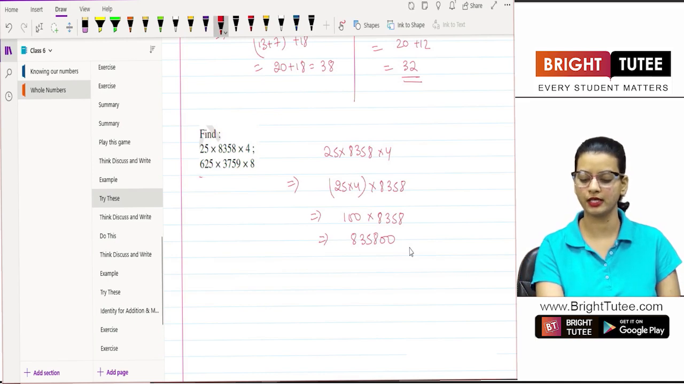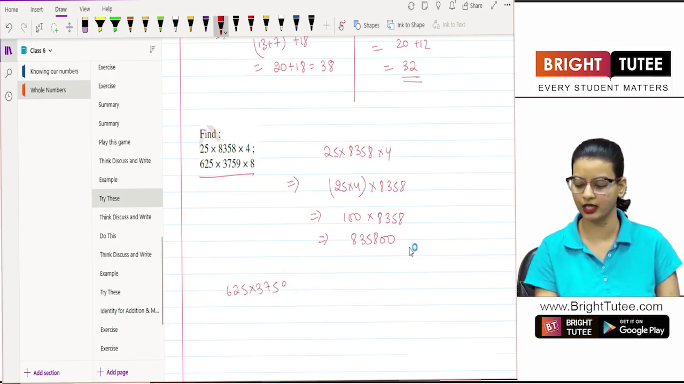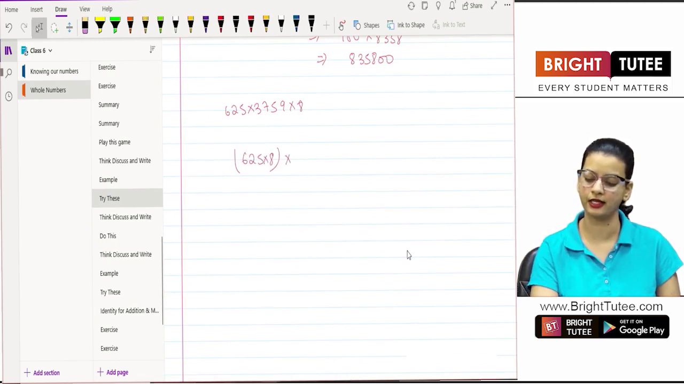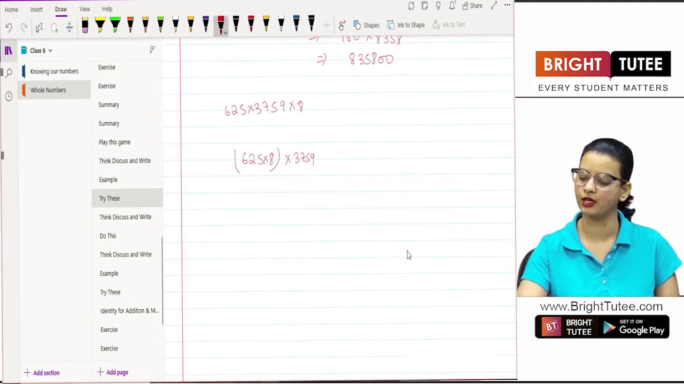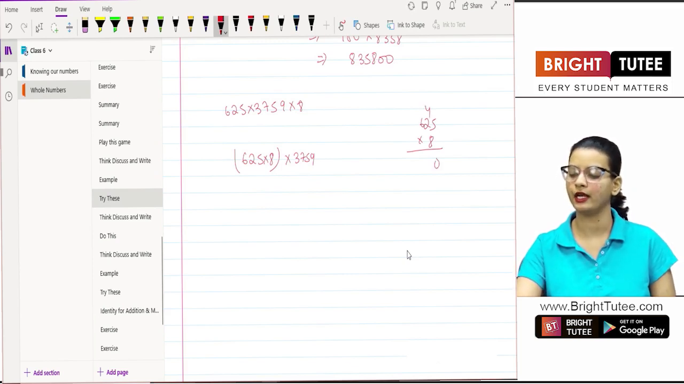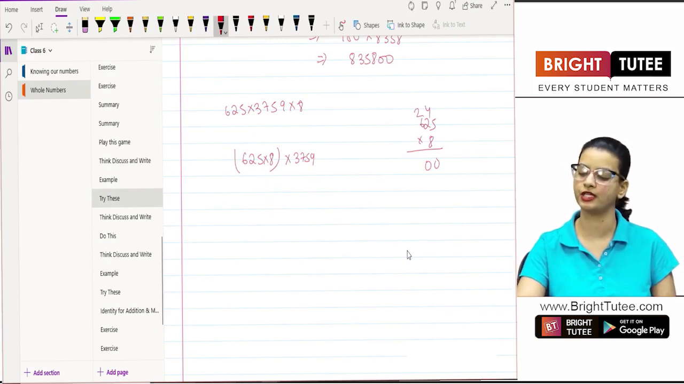Okay. Now next is 625 × 3759 × 8. So let's calculate this. If we multiply 625 × 8 first and then × 3759. So 625 × 8: 8 × 5 is 40, so 0 carry over 4. 8 × 2 is 16 and 16 plus 4 is 20, so 0 carry over 2. 8 × 6 is 48 and 48 plus 2 is 50, so we have got 5000.